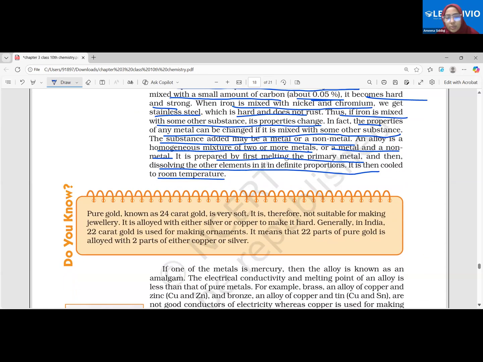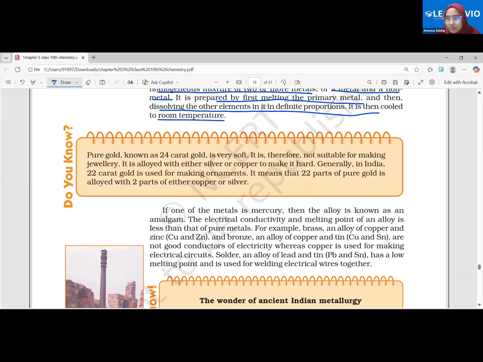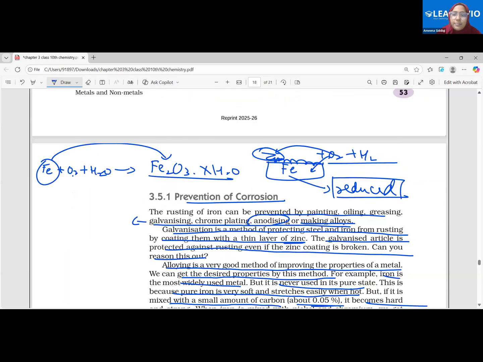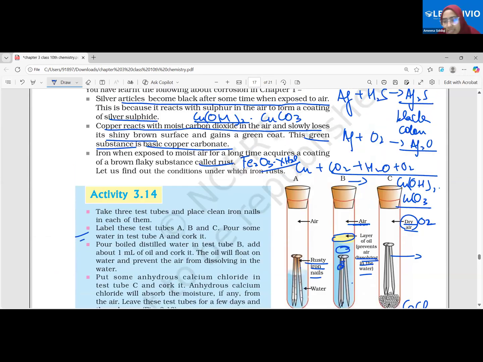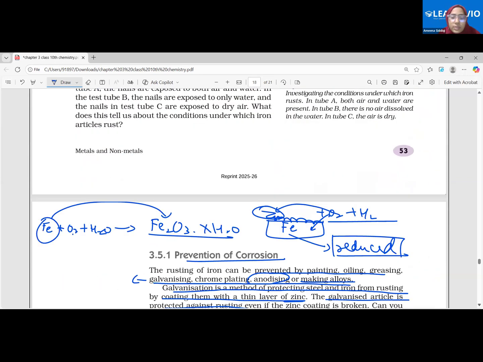Now, anodizing. Quickly, let's go to anodizing. What is anodizing? First, quickly see the properties of the alloy. Then we'll go with the anodizing.